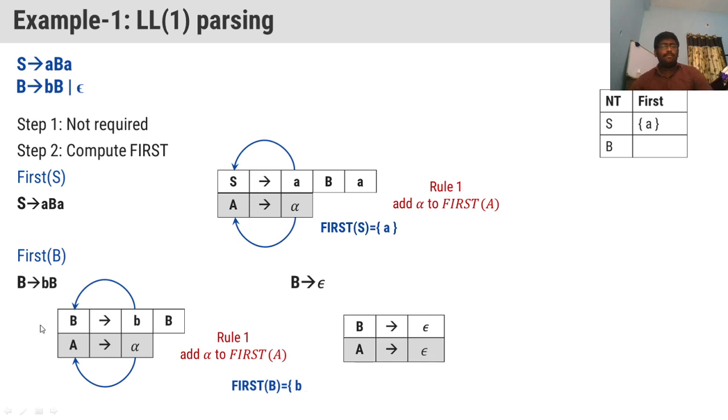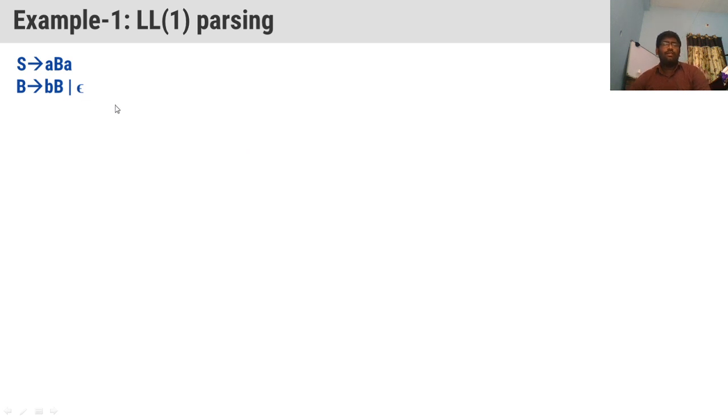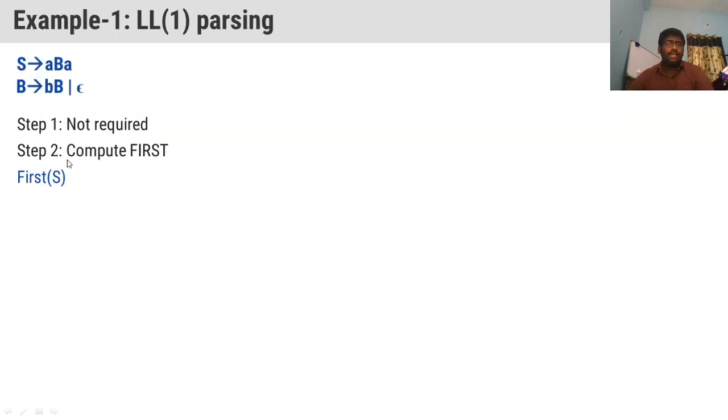So you see here, S implies ABA, B implies BB or epsilon. Now what I am going to tell you here: step 1 is not required. Why is step 1 not required? The given grammar is not in the form of left recursion or left factoring.